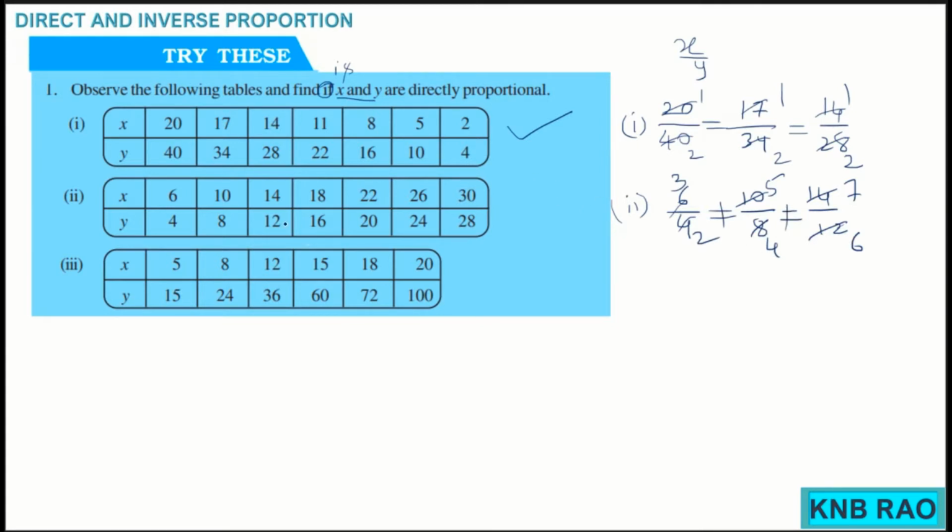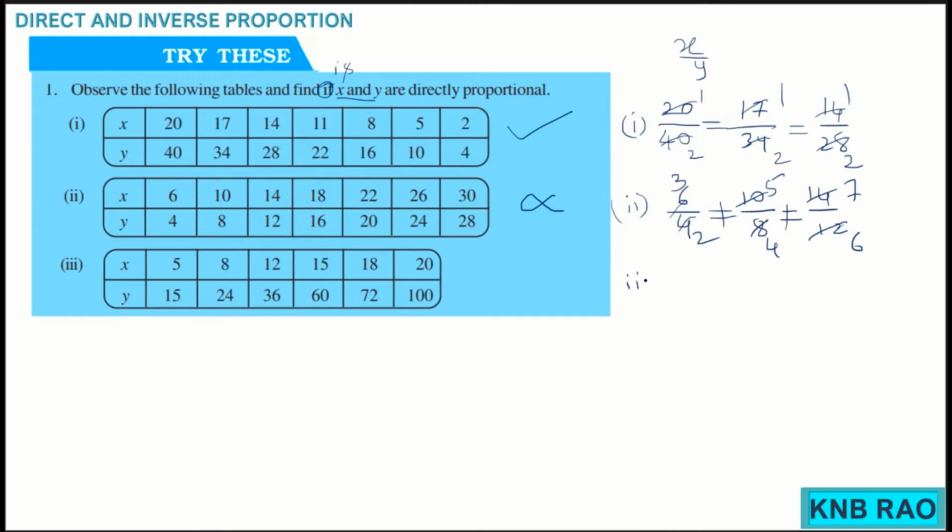So in the second question, the values of x and the corresponding values of y are not in proportion, are not in ratio. Therefore, in the case of the second question, x and y are not directly proportional. Coming to question number three.